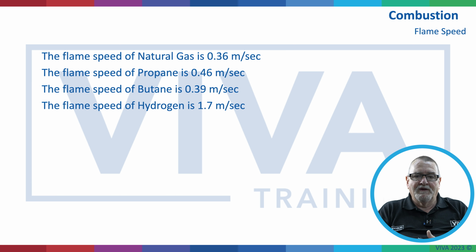Flame speed on propane, 0.46. It's a bit quicker. Butane, 0.39, not far off the flame speed of natural gas. Now when we look at hydrogen, it's a lot quicker flame speed. So again with hydrogen, when we go forward to hydrogen, we've got to be aware of that. But we're going to concentrate mainly on natural gas now.